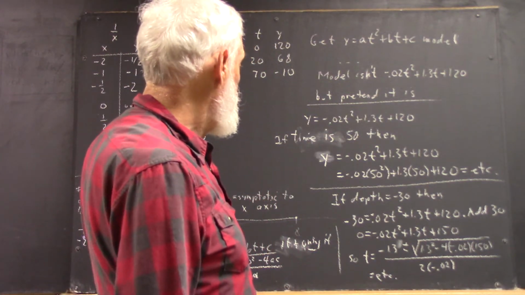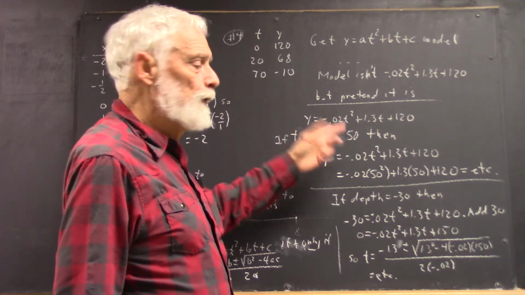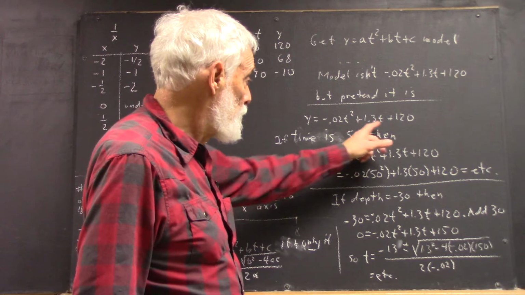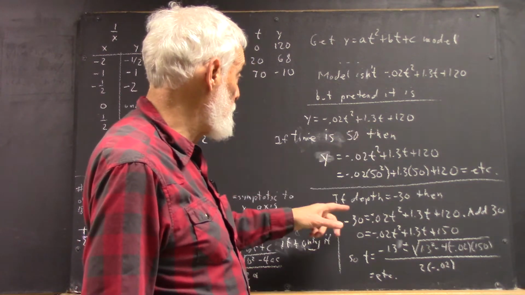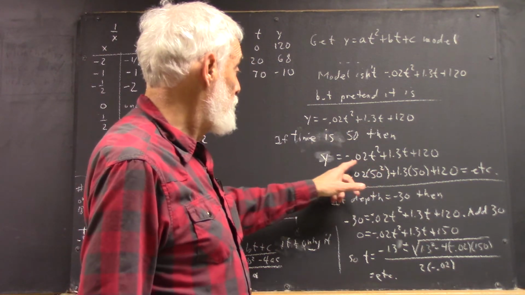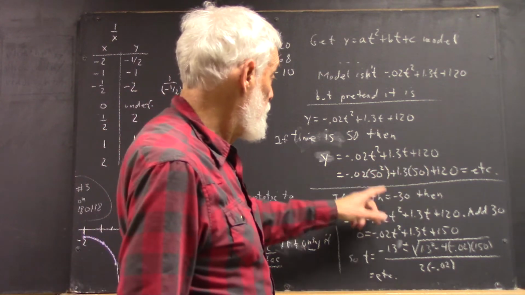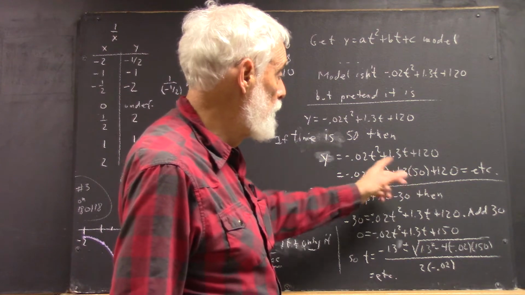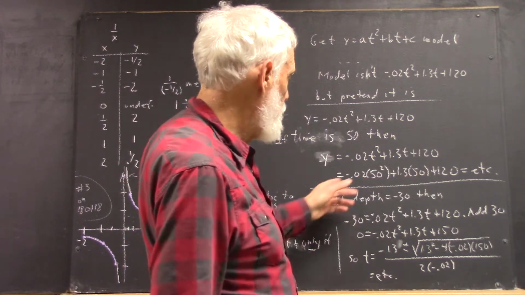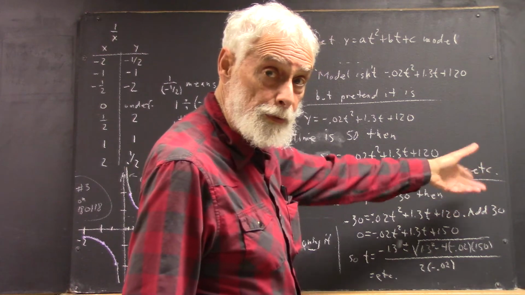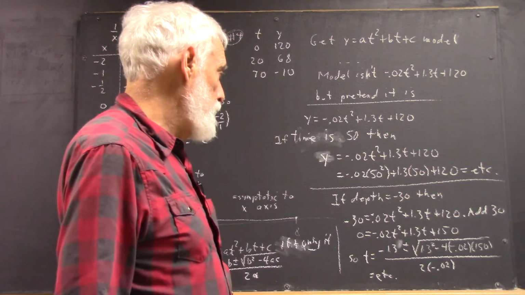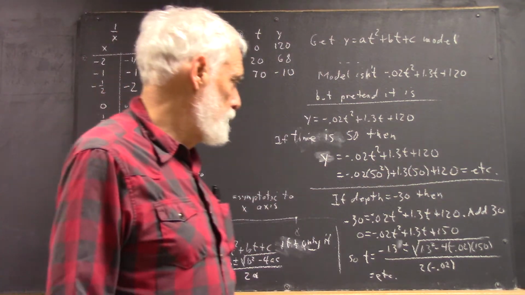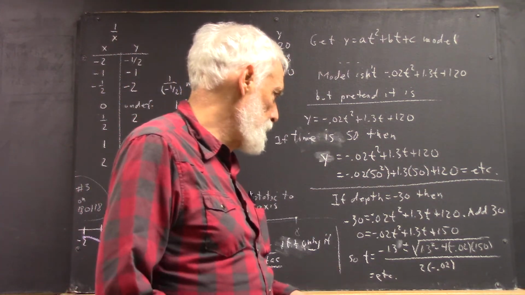Okay, the first question is, if the time is 50, what's the depth? Well, if time is 50, then we're going to plug 50 in for time. So if this is our model, and here it is again, time is 50, so t squared will be 50 squared, t will be 50, and the 120 will be 120, and that's going to equal whatever it equals, and you're going to be able to calculate that. Of course, you're welcome to use your calculator to do this. You shouldn't need it for a lot of the calculations, but for some of them you probably will.